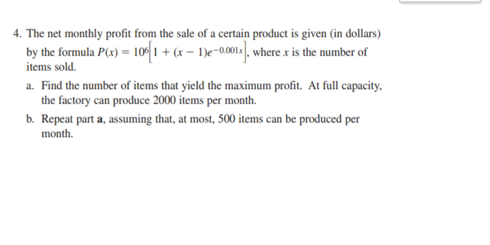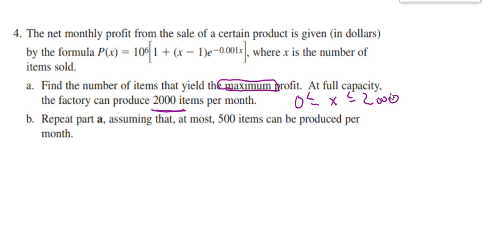Here's the question. It says the net monthly profit from the sale of a certain product is given in dollars by this formula. So this is a formula for profit in dollars where X is the number of items sold. And it says find the number of items that can yield the maximum profit. So as soon as we know that we're dealing with a question about maximizing something, we know that we are looking at an optimization question. So we need to maximize the profit. And we know that at full capacity, they can produce 2,000 items per month. And that tells me that I'm limited to looking for values between 0, meaning don't make any products, that would be an awfully strange way to maximize profit, and 2,000.